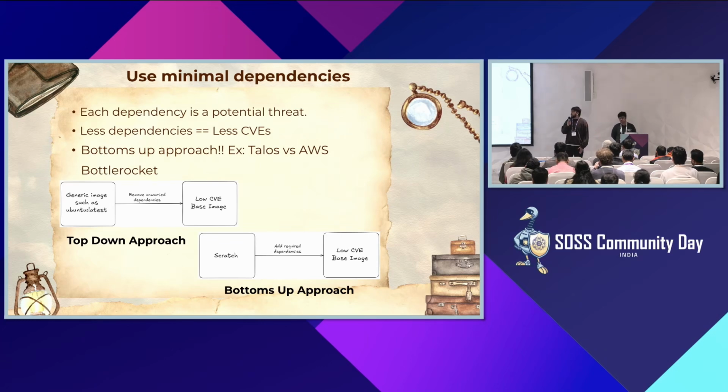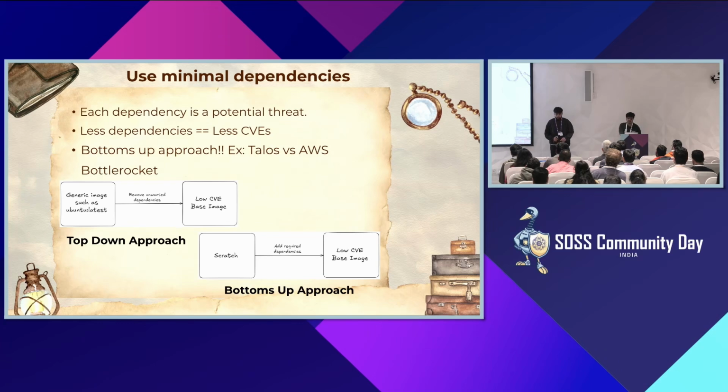So you should try to use minimal dependencies, and you can do that by creating your own base images. There are usually two approaches to creating base images. The first one is the top-down approach, in which you have an image, let's say Ubuntu, and you tear it down. You remove the unwanted dependencies to achieve that low CVE mark. The second one is the bottoms-up approach, in which you start from scratch, add the required dependencies to it, and then reach the low CV base image mark. And just to add, a popular example is Talos and AWS Bottlerocket.